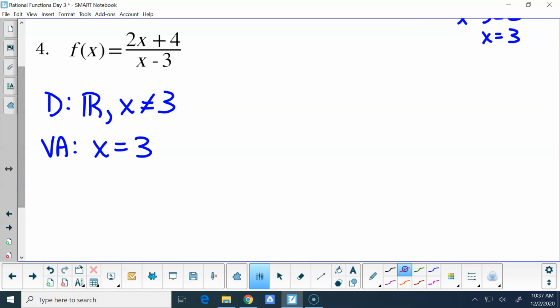The degree on top is 1. The degree on the bottom is 1. So those are the same. So I have to go with lead coefficients then. So my lead coefficients would be right there. So my horizontal asymptote is y equals 2.